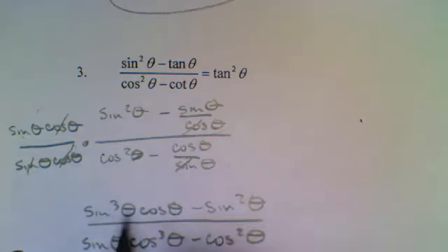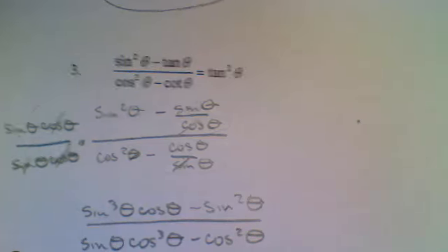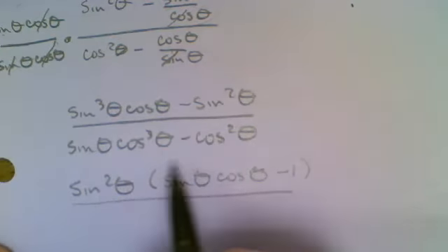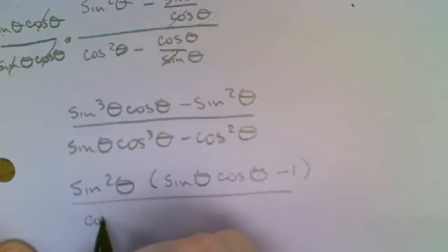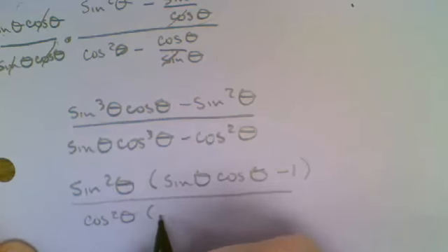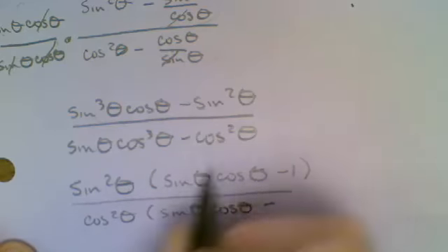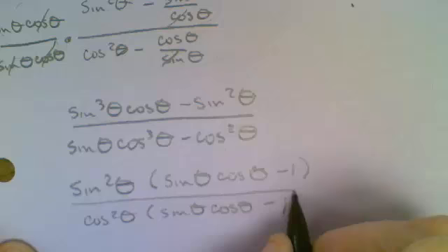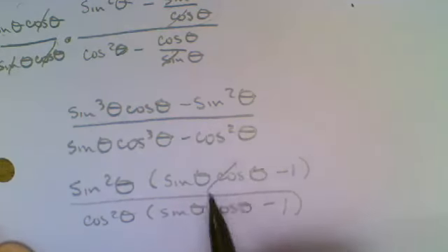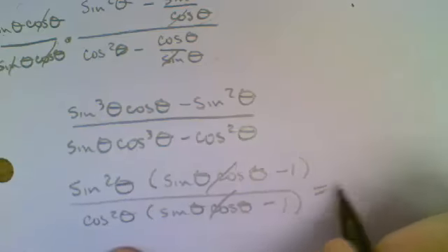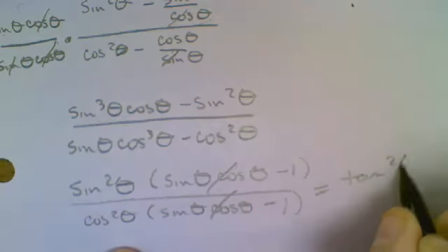And in this one, I can take out a cosine squared. Whoops, I can't see that. Take out a cosine squared from those two, and I'd be left with sine cosine and a minus 1. And then I see that these drop out. Sine squared over cosine squared is tangent squared, and that's what I was getting to.